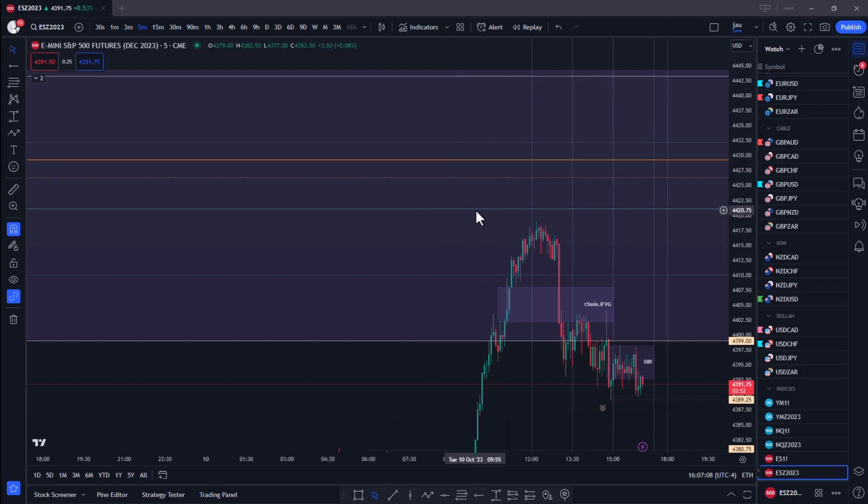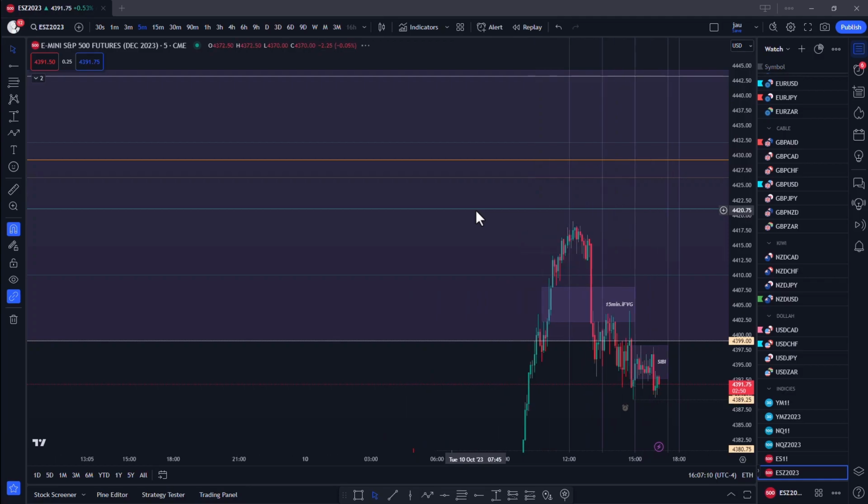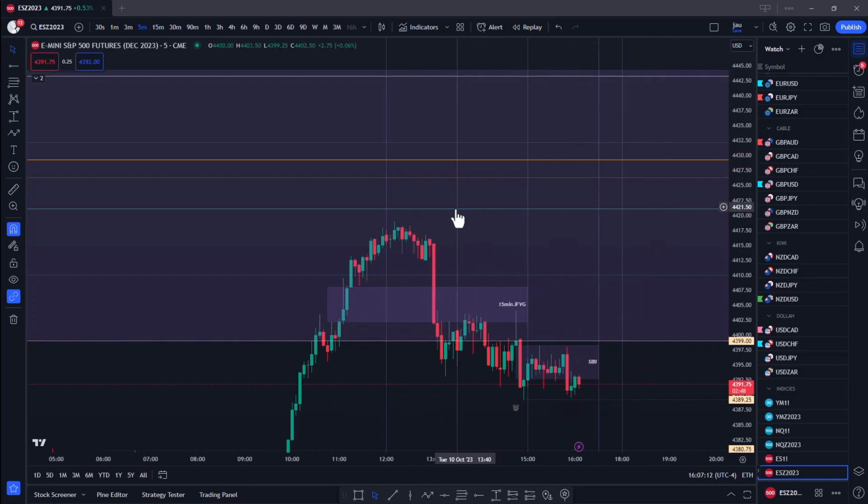So this has two significance to me, because one would say that we are so weak in these markets that price couldn't even reach the 50%, the consequent encroachment of the daily sell side imbalance. So that could be the first way to look at it. The second way to look at it could be that they are keeping this liquidity for us to sweep it tomorrow, tap into the 50% before falling off.